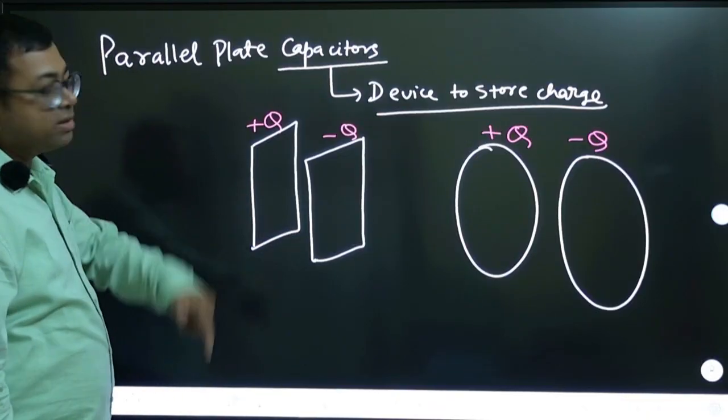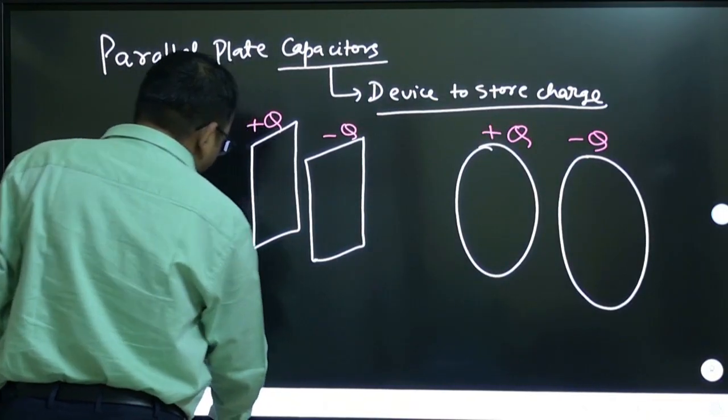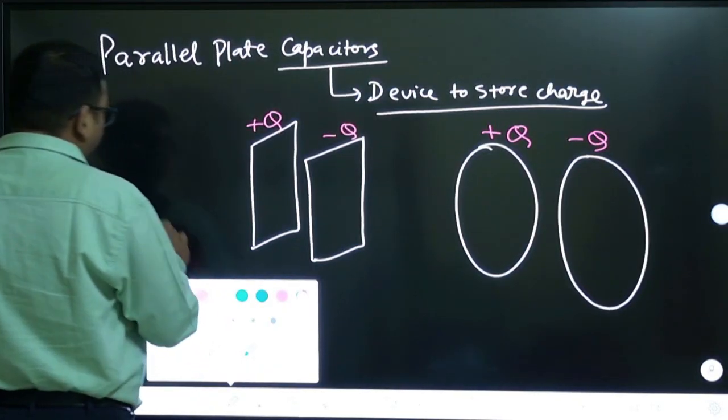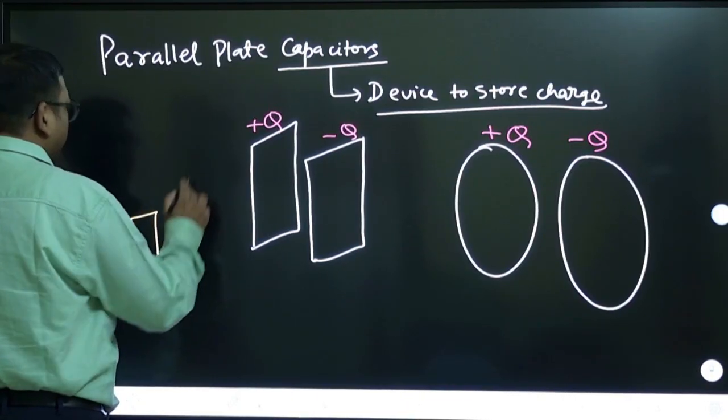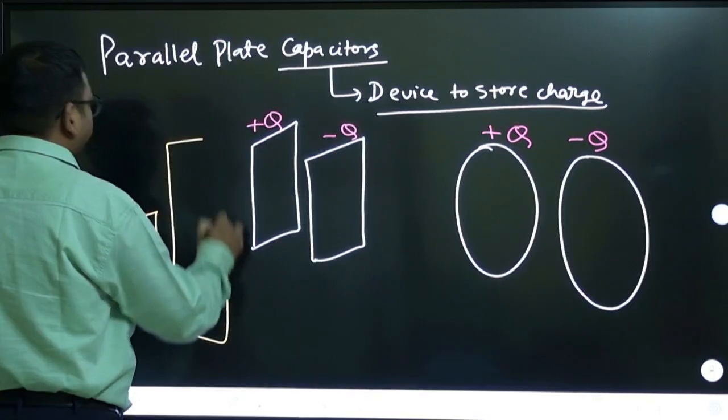But suppose if areas are not equal, then for example, suppose I take this, let's say I take a small rectangle, and I take a big rectangle.